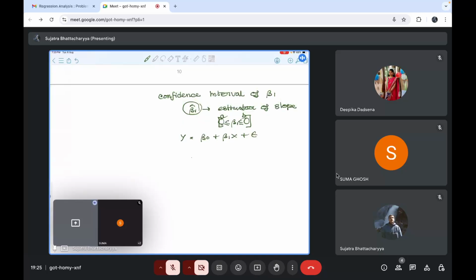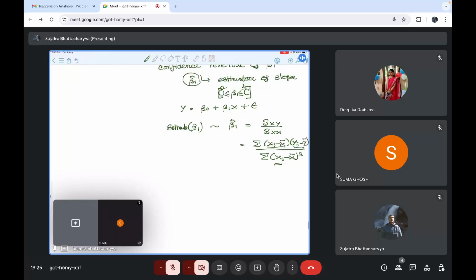And the estimator of beta 1 is nothing but beta 1 hat, which is Sxy divided by Sxx. Same definition. Sxy is given by this and Sxx is this. You can define it in any symbol, it's absolutely your choice. Also, we have seen that the expectation value of beta 1 hat is equal to beta 1, which is an unbiased estimator.